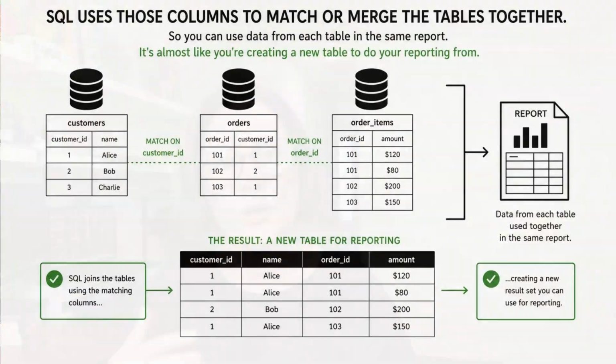It's an SQL instruction that says, connect this table to that table using a shared column. And the shared column is usually an ID, like a customer ID or a product ID, that exists in both tables, say the sales table and the product table, or the sales table and the customer table. And SQL uses those columns to match or merge the tables together, so you can use data from each table in the same report. It's almost like you're creating a new table to do your reporting from.